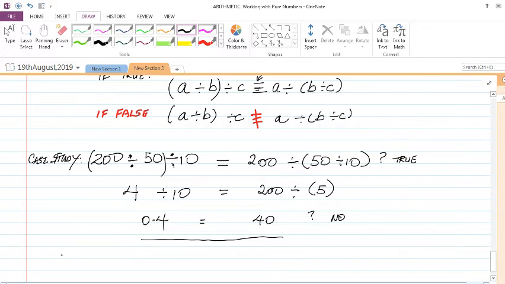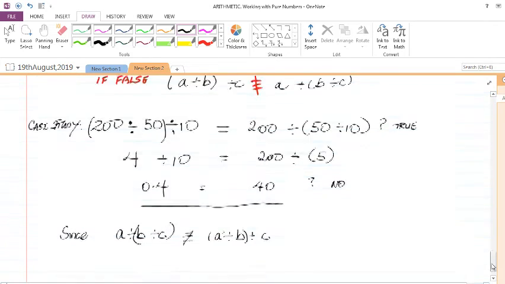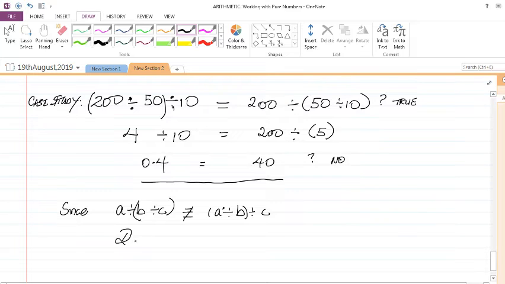So, I write: since A divided by B divided by C is not always equal to A divided by B divided by C. Since they're not always equal, I know that division is not associative.